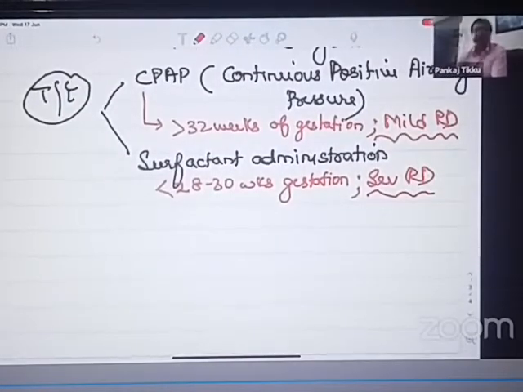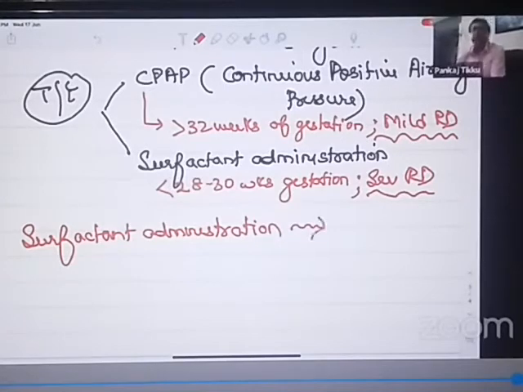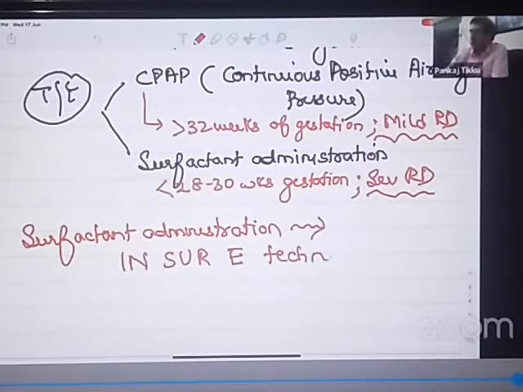How is the surfactant administered? In the past, surfactant was primarily administered by a technique of intubation, then surfactant administration, and then extubation. So what was it called? It was known as the INSURE technique. IN stands for intubation. So first we used to intubate the child.